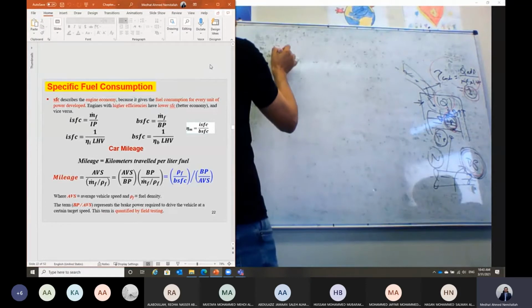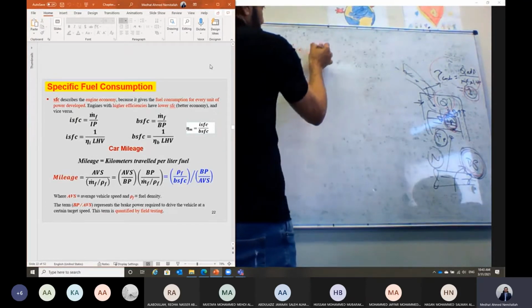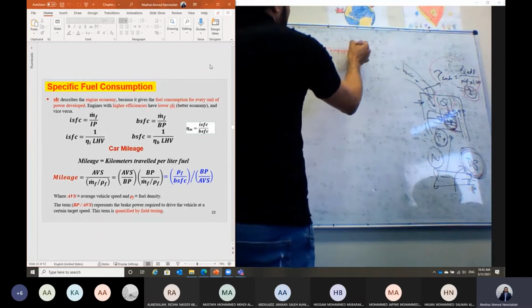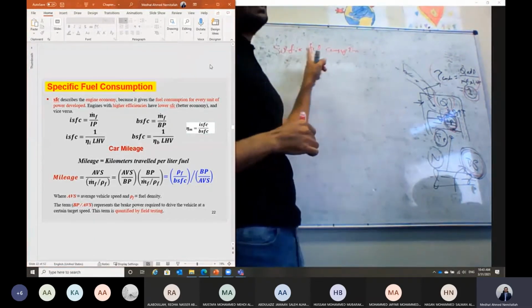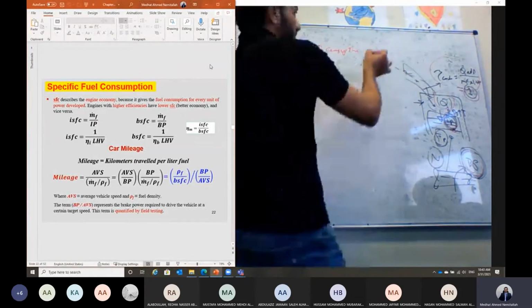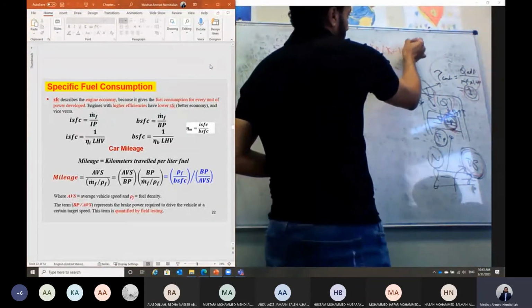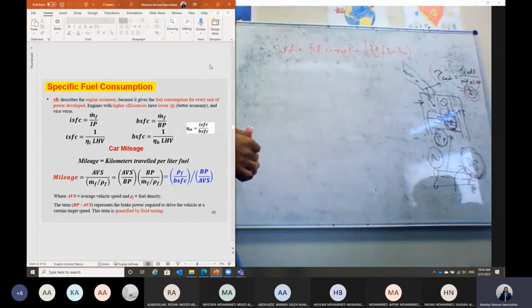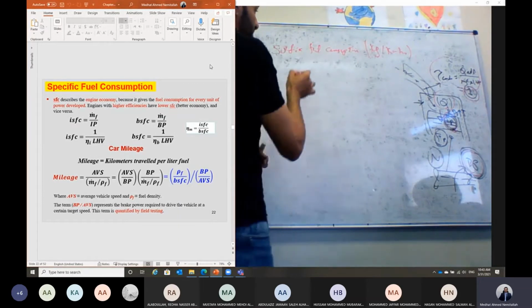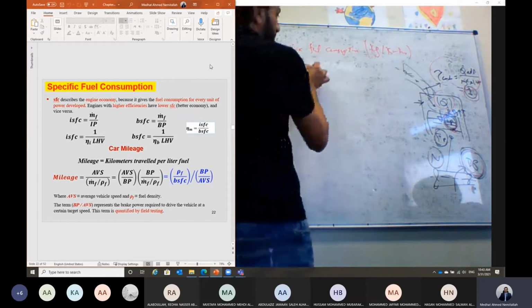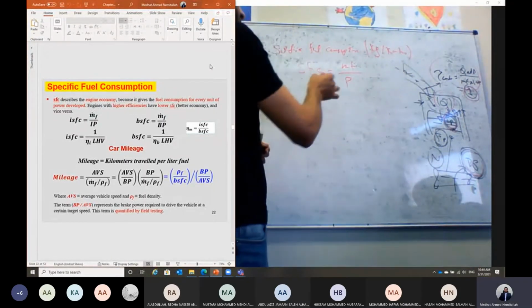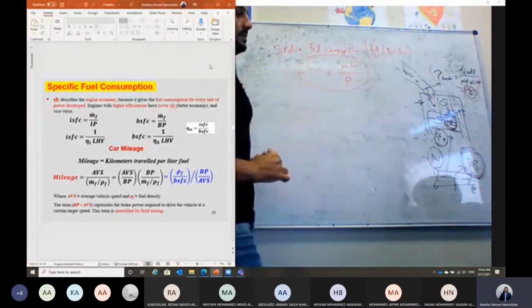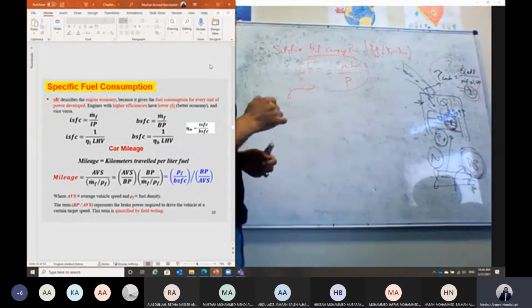Like this, we have the specific fuel consumption, which is actually the amount of fuel, the mass flow rate of fuel, consumed per unit power output. Usually it is calculated in kilogram per kilowatt hour. This is how we can define the specific fuel consumption. And the specific fuel consumption is equal to m dot fuel per unit power output. But which power? It can be the indicated power or the brake power, and that's why we have two definitions for the specific fuel consumption.